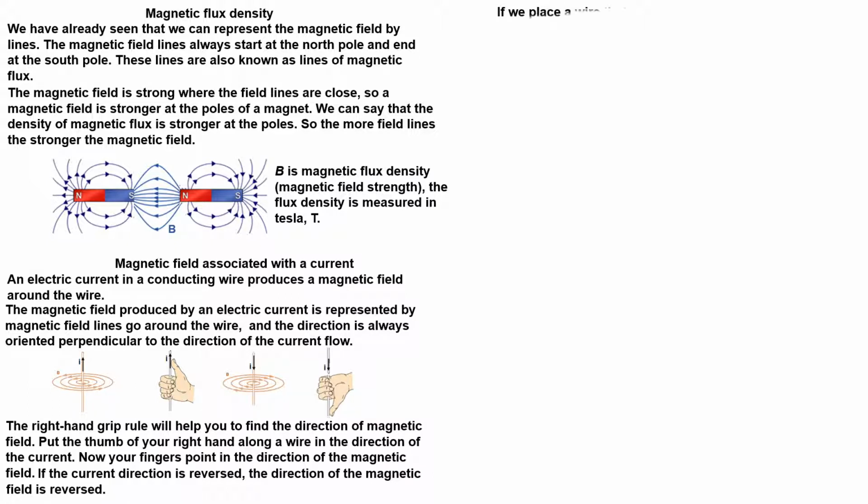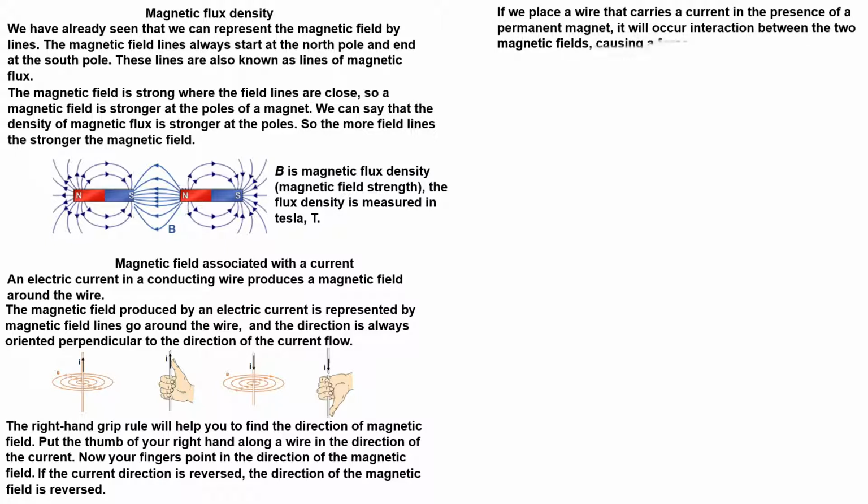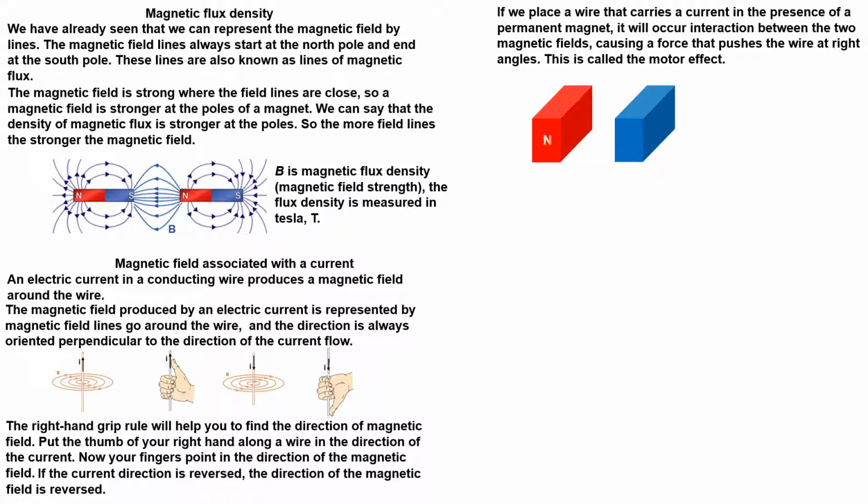If we place a wire that carries a current in the presence of a permanent magnet, there will be an interaction between the two magnetic fields, causing a force that pushes the wire at right angles. This is called the motor effect. Pay attention now.